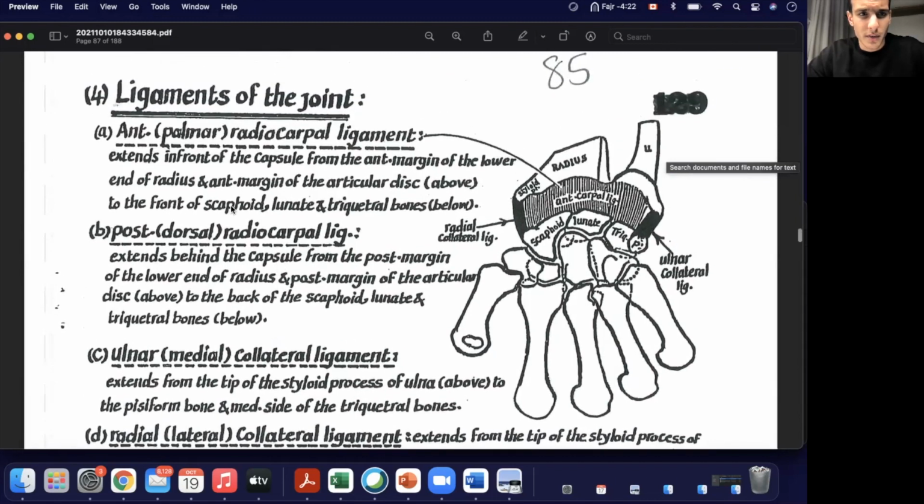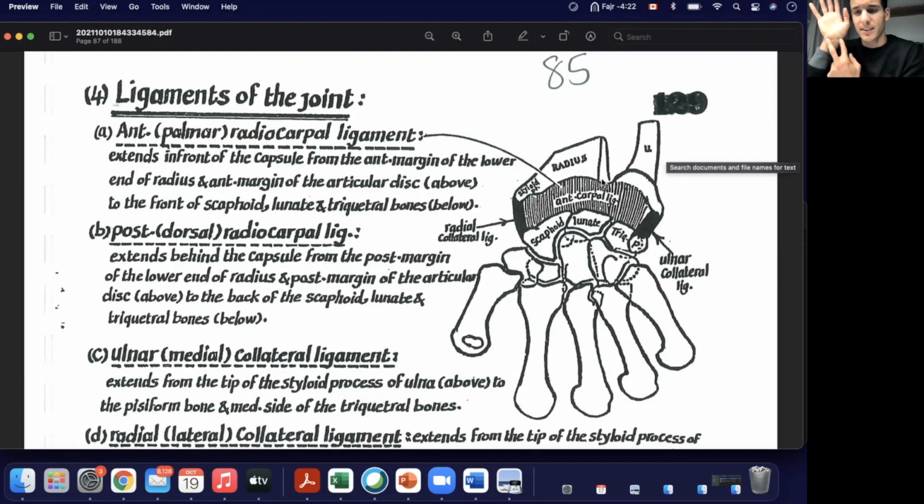Now we have the anterior palmar radiocarpal ligament. Palmar means on the palm, so it's from the radius to the carpal bones. It extends in front of the capsule from the anterior margin of the lower end of the radius, right here, and the anterior margin of the articular disc, to the front of the scaphoid, lunate, and triquetrum bones.